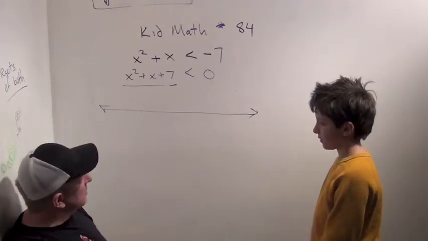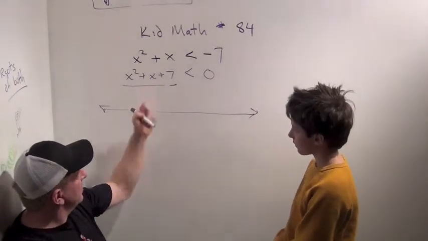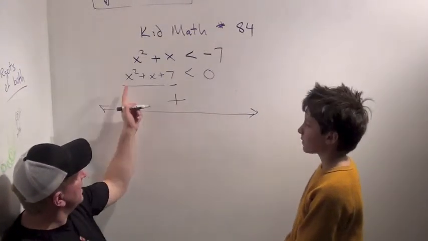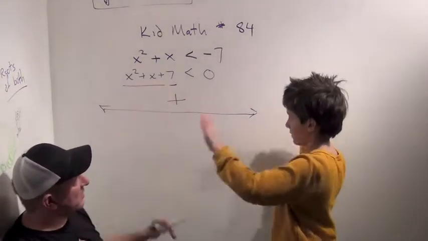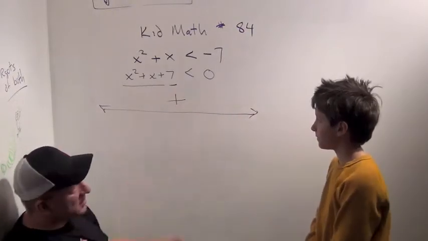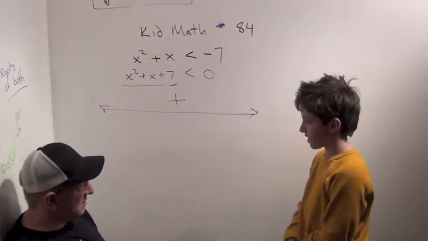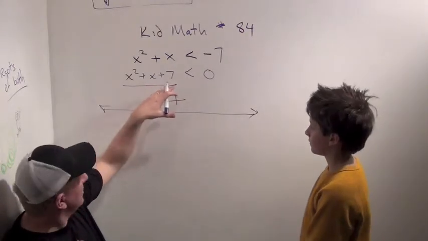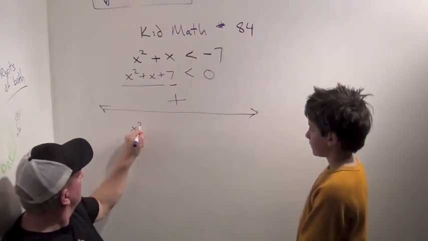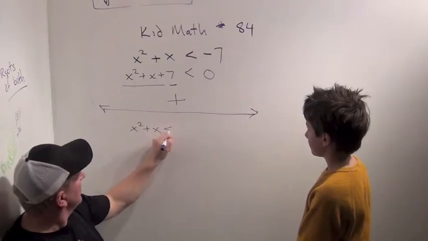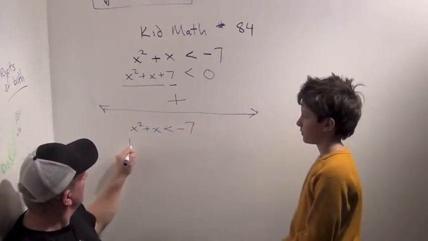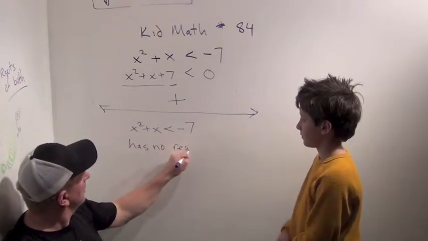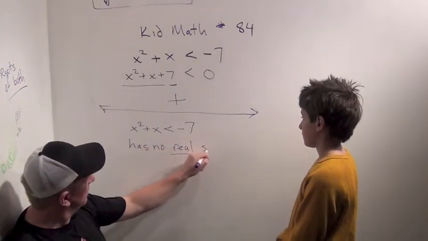Let's pick 0. Very easy to evaluate. So what is this at 0? It's positive. So what does that mean about this expression, x squared plus x plus 7? It's always positive. So when is it less than 0? It's never less than 0. So x squared plus x is less than minus 7 has no real solutions.